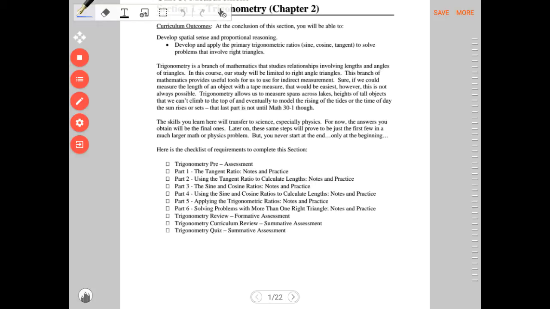So here's a checklist of things I need you to do for this section. You need to do the trig pre-assessment. If you haven't, please press stop or pause and go back and do that. Make sure you show your teacher after.